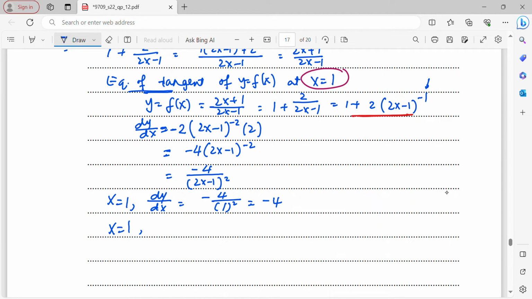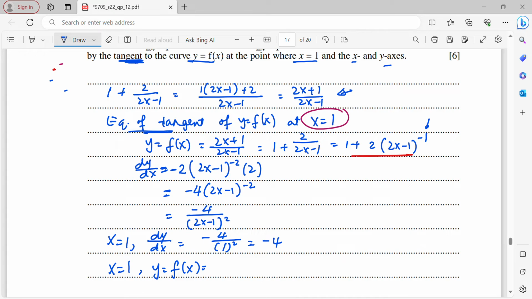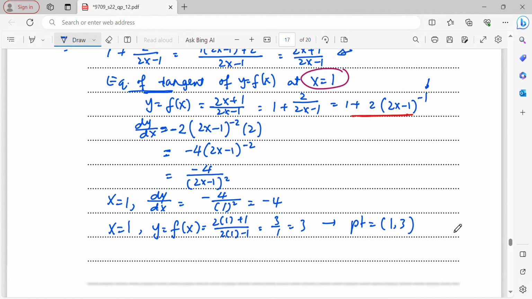So when x equals to 1, the y, which is fx, is going to be 2x plus 1 over 2x minus 1. That means you are getting 3 over 1, which is 3. So the point is with coordinates 1, 3. Okay, so now I can find the equation of tangent.